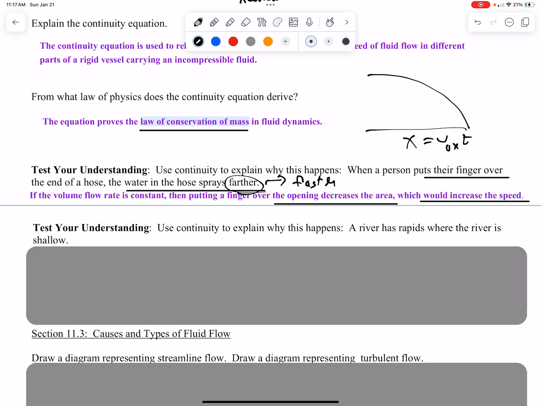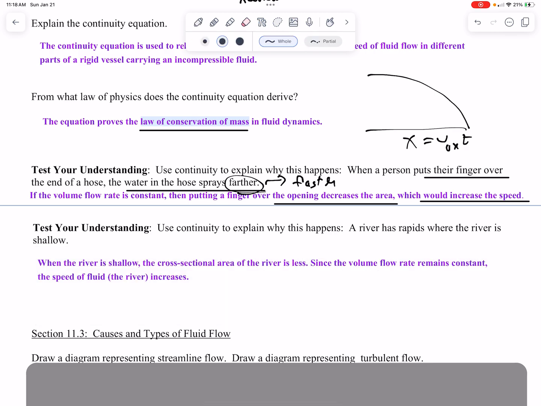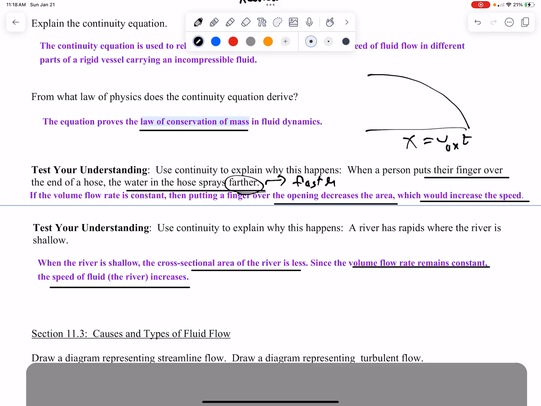Use continuity to explain why this happens. A river has rapids where the river is shallow. Okay, well, when you're in that part of the river where the river's shallow, the cross-sectional area is lower, right? Which means since the volume flow rate remains the same, the fluid speed of those river rapids will be faster.